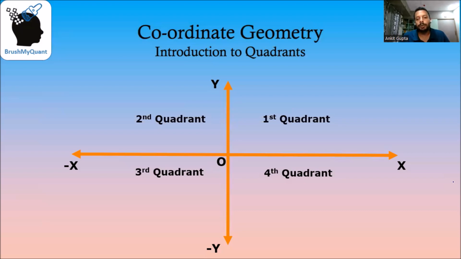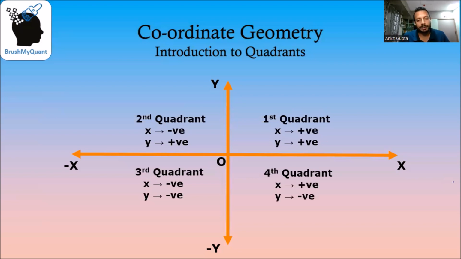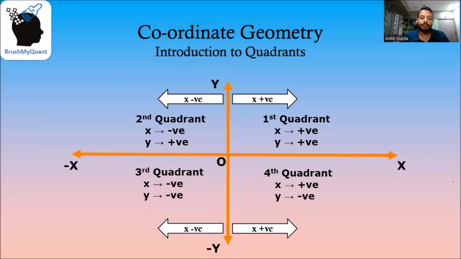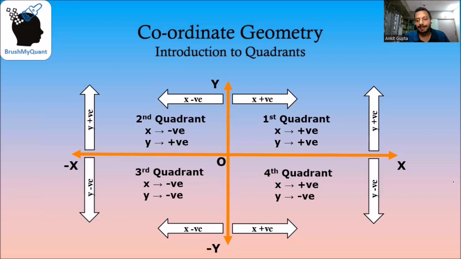In the first quadrant, both X and Y will be positive. In the second quadrant, X will be negative and Y will be positive. In third quadrant, both X and Y will be negative. And in the fourth quadrant, X will be positive and Y will be negative. You would have also noticed that anything to the right of Y-axis, value of X will be positive. Anything to the left of Y-axis, value of X will be negative. Any value above the X-axis, Y value will be positive. And any value below the X-axis, Y value will be negative.